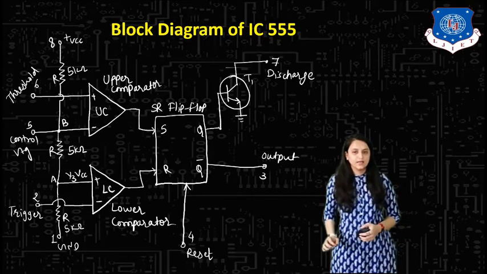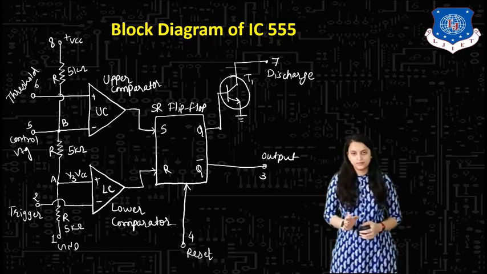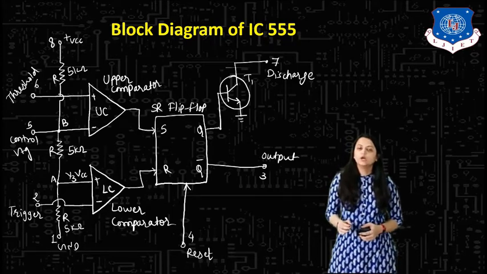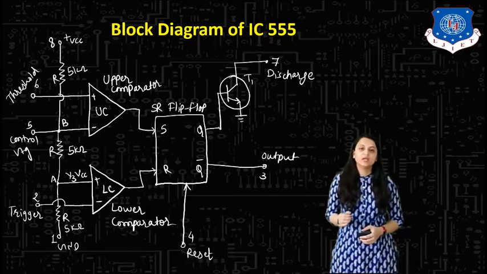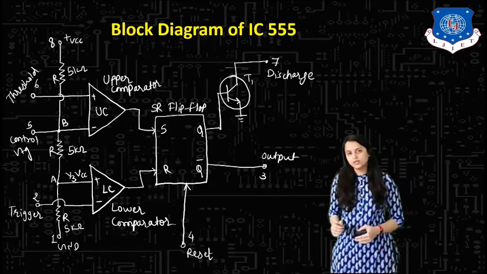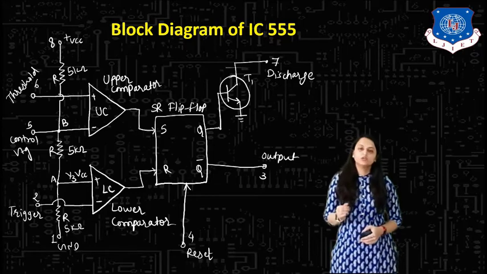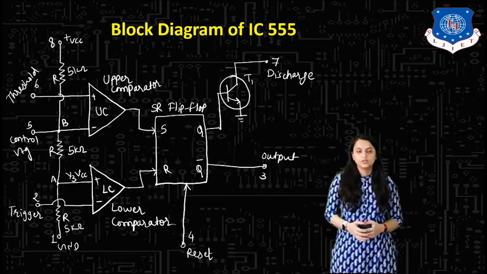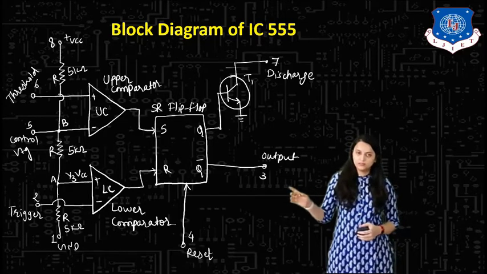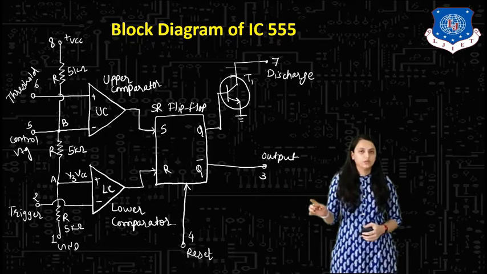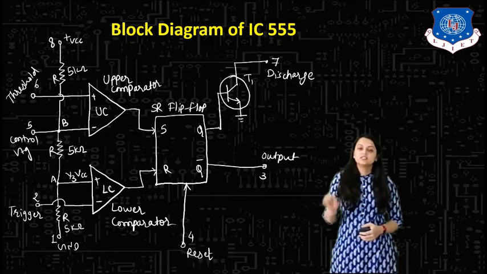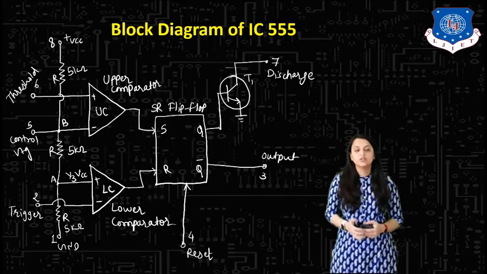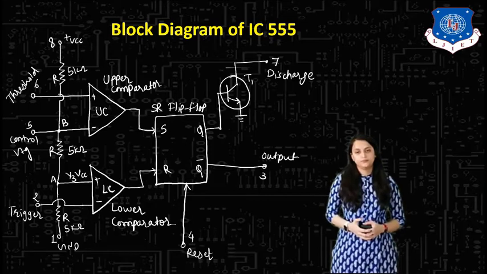As you can see over here, first upper comparator is indicated and VCC is connected through upper comparator and lower comparator. Output of upper comparator is given to the S of SR flip-flop and output of lower comparator is given to R of the SR flip-flop. And the outputs taken are Q and Q bar. Output is taken from the Q bar terminal and to the Q terminal of SR flip-flop, discharge transistor is connected, to which discharge takes place.